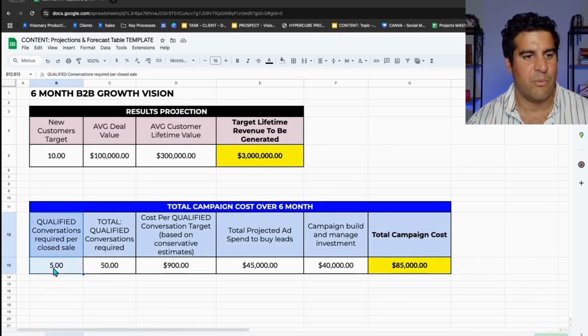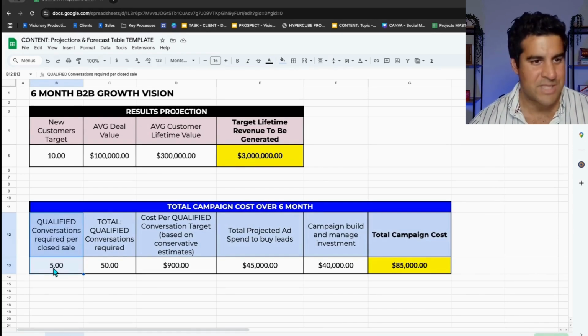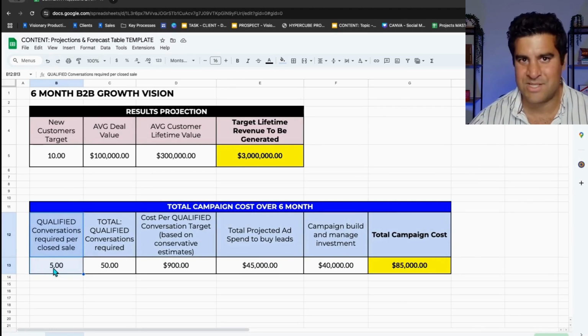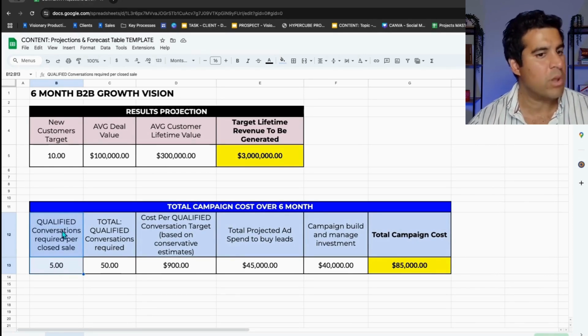So the next thing, we're saying how many qualified conversations is required per closed sale. So a couple of things to notice here. Notice how we're not measuring cost per lead, because when you measure cost per lead, as we said, it's easy for your marketers to hack that metric, bring in lower and lower quality leads to make the numbers look good. We're talking about qualified conversations.